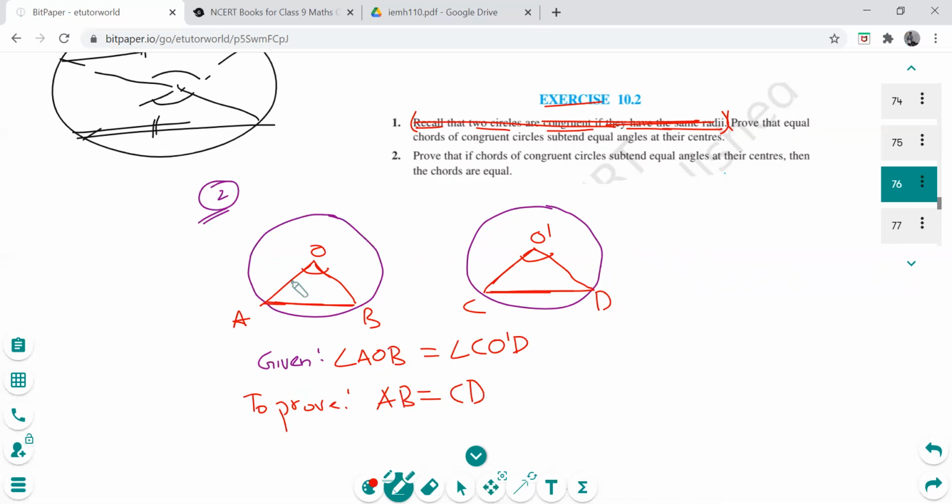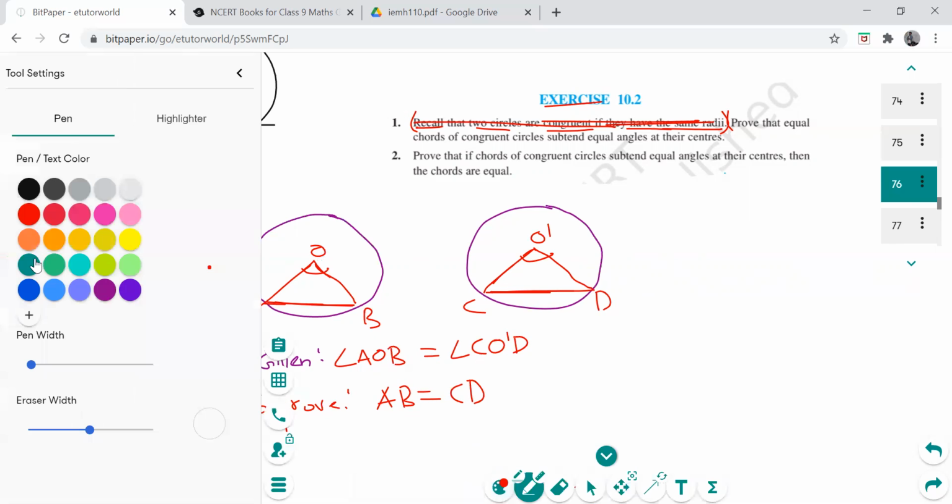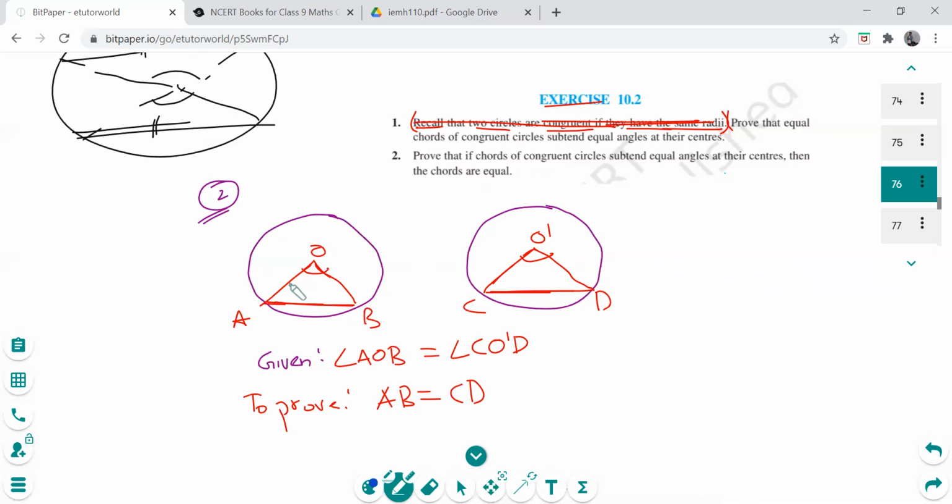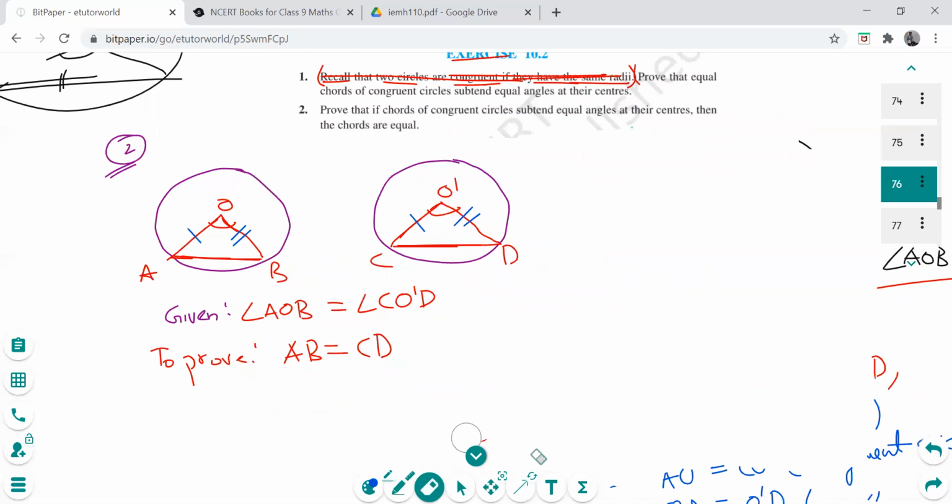The statement is saying that these circles are congruent again. That means this is equal to this because they have the same radius, and this will be equal to this. That is being given. Try to prove it. Use congruency and tell me which congruency you will use. Side angle side. Very good.